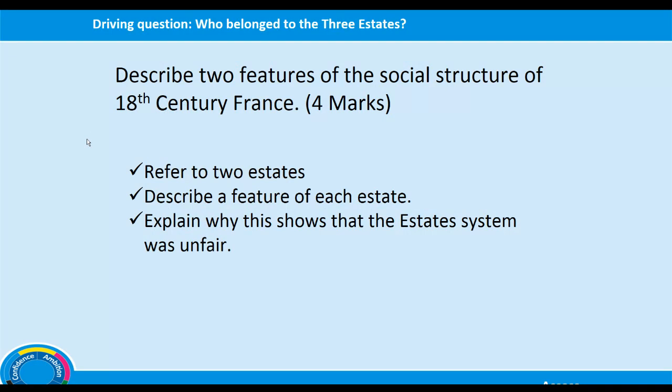Now open the final task, exam questions. For the first question, you need to describe two features of the social structure of 18th century France. By this, I mean the estate system. You can edit this document, so type your answer below the instructions. Pause while you answer this 4-mark PEE question.